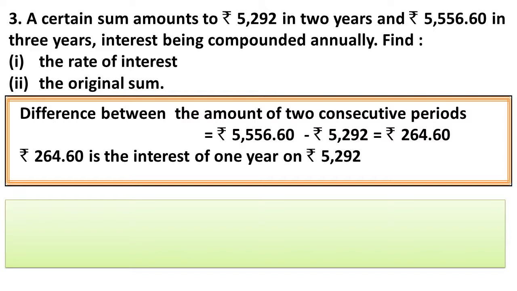So in the first case also, in the second case also, we are calculating the difference between either the compound interest or the amount. In both the cases, the value obtained after calculating the difference is nothing but the interest for 1 year.